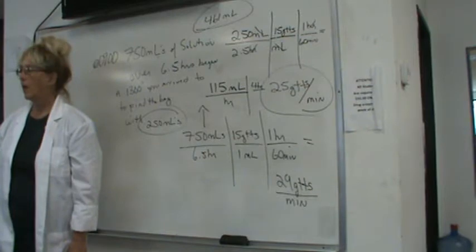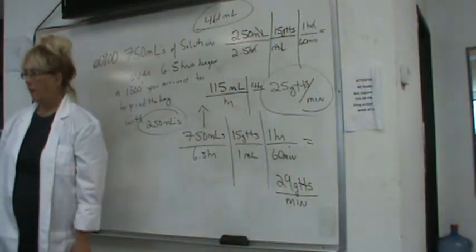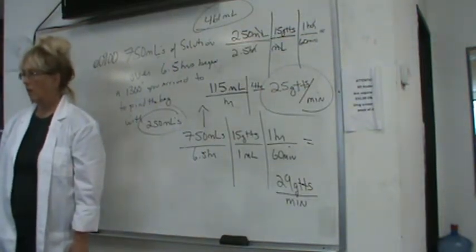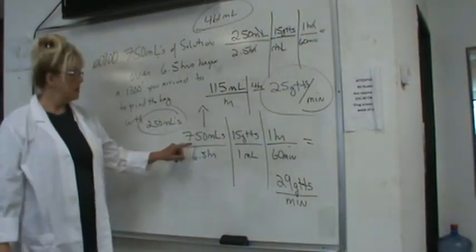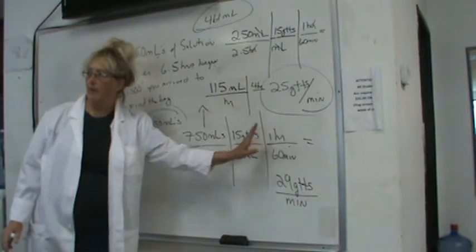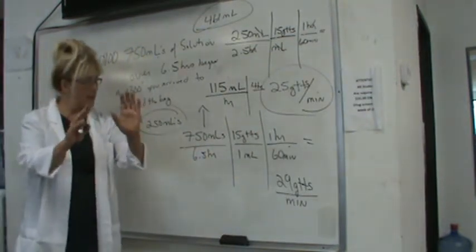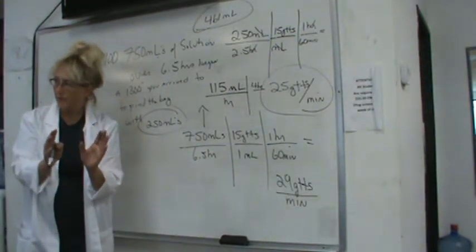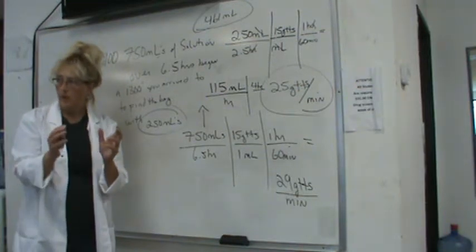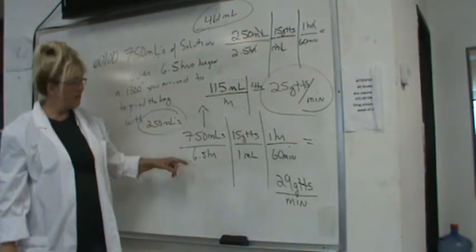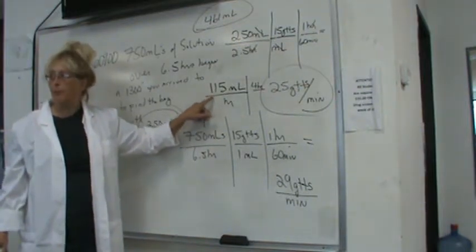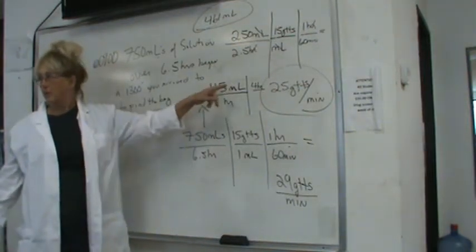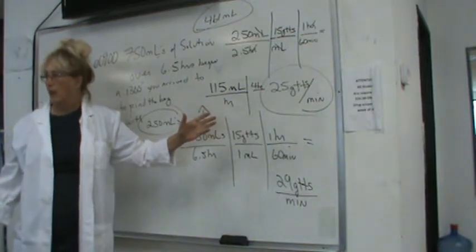So 750 divided by 6.5 is 115. Where does the 115 stand for again? I kind of lost you. Take a look at this problem. If I take 750 mLs, almost a liter, 250 shy of a liter, and I divide it by 6.5 hours, how many mLs is that per hour? 115 mLs per hour. You follow? Yeah.